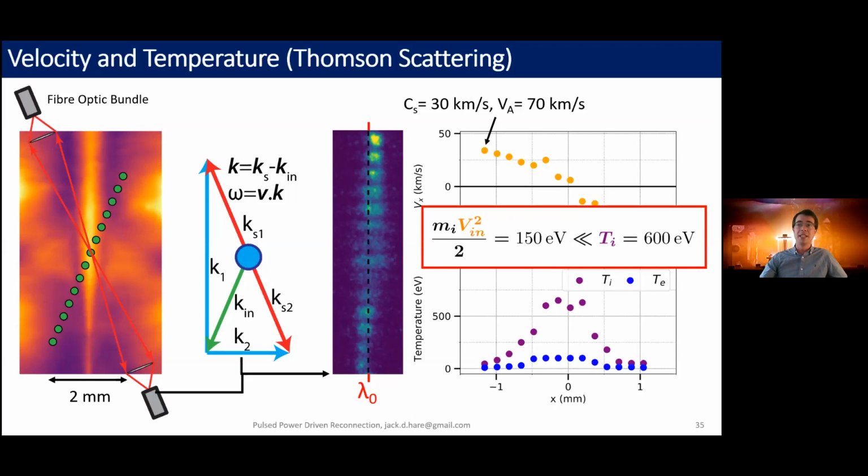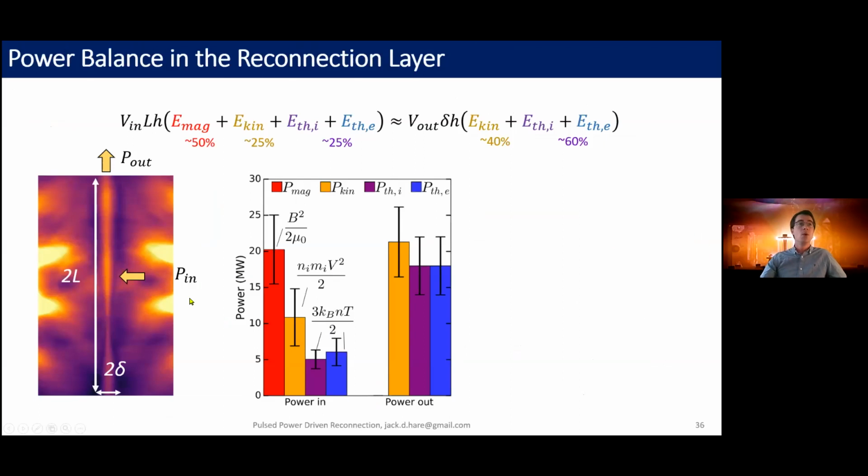And to look for that source of energy, we construct a power balance. We look at the energy per unit time flowing into the layer and compare it to the energy per unit time flowing out of the layer. And we can do that because we have detailed measurements of the magnetic field, the flow velocity, the electron and ion temperatures, and the electron density.